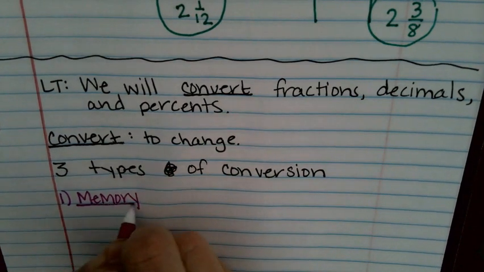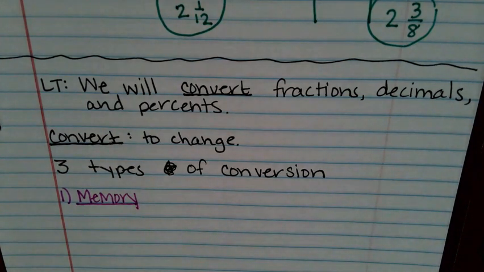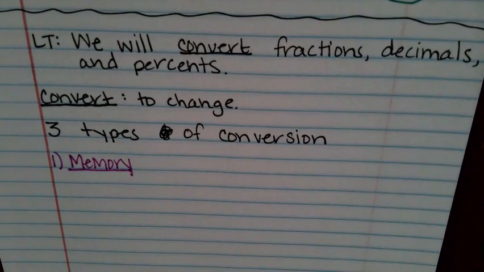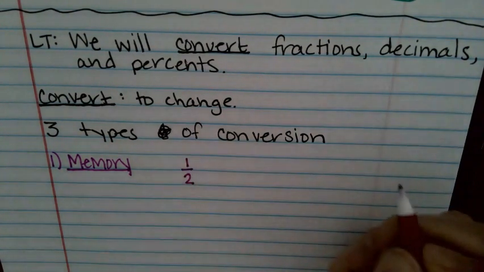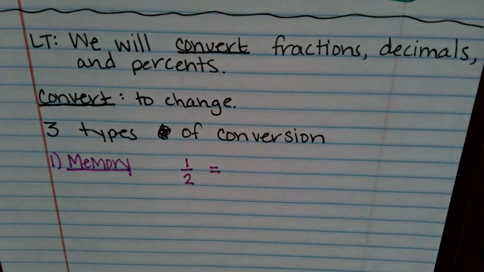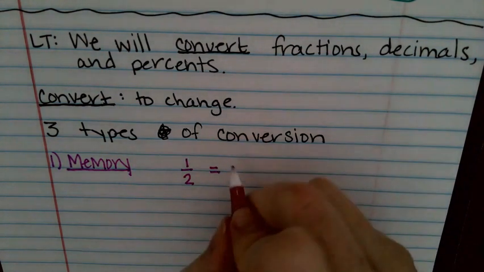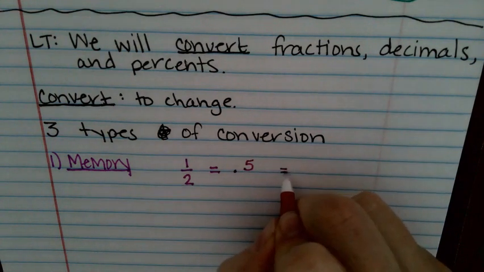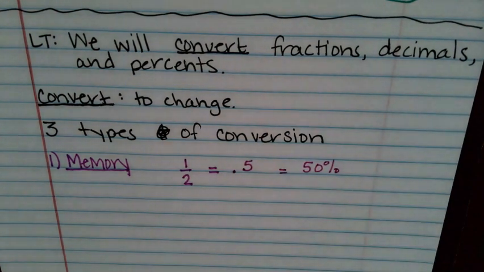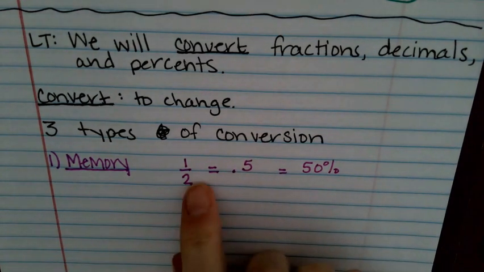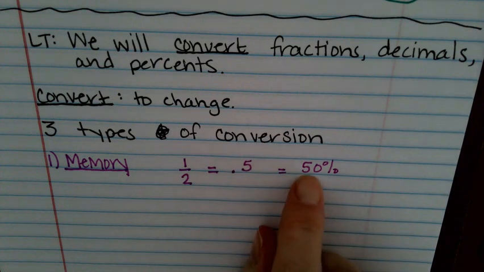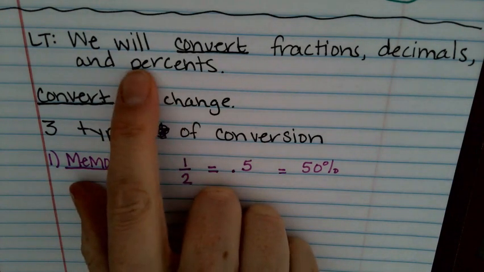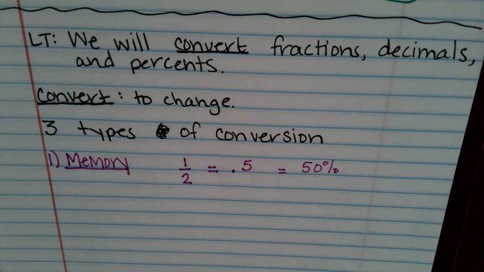Memory fractions are ones that you can memorize how to convert those to decimals and percents. For instance, if I asked you what is 1/2 as a decimal or a percent, hopefully you know that's 0.5 and 50%, right? And that's because 1 is half of 2, 0.5 is half of 1, 50% is half of 100%, right? And we know that percents mean per 100 or out of 100.